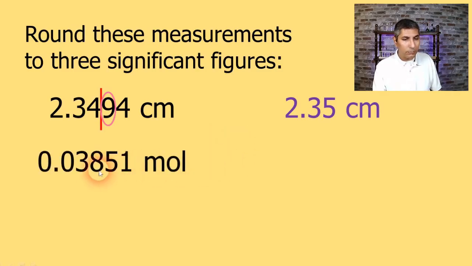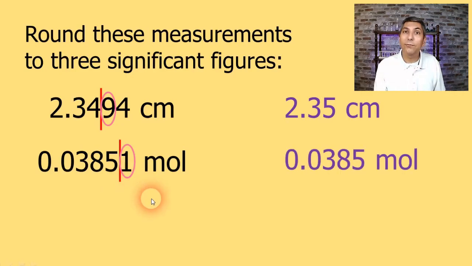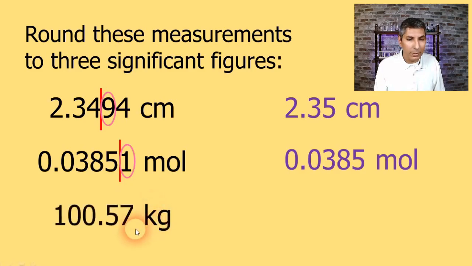How about this value? 0.03851 moles. Well, once again, we have to find the third significant figure. Now, those leading zeros don't count, do they? Because those leading zeros are not significant. The 3, the 8, and the 5 are significant. And so that 1, since it's less than a 5, gets rounded down to 0.0385 moles.